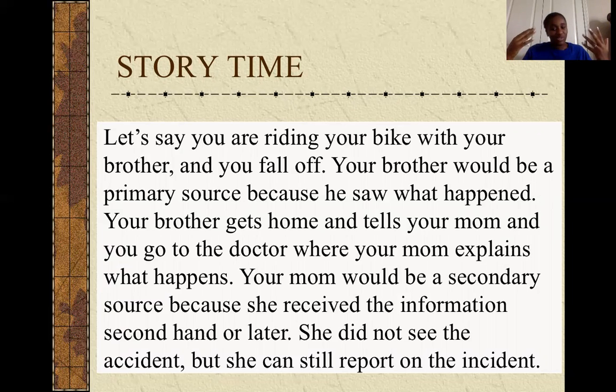This is actually a true story for me. I was riding down the hill and I flipped over my bike and I fell off and my knees were all bloody. My brother was with me and actually no, it wasn't my brother, it was my sister. My sister was with me and she saw me fall off and she was the primary source. Also, somebody else saw me fall off. My neighbor, she saw me fall off and she asked if I was okay. I was fine, little scrapes and whatnot, but I was fine. Those two people, the neighbor and my sister, were primary sources because they actually saw what happened.